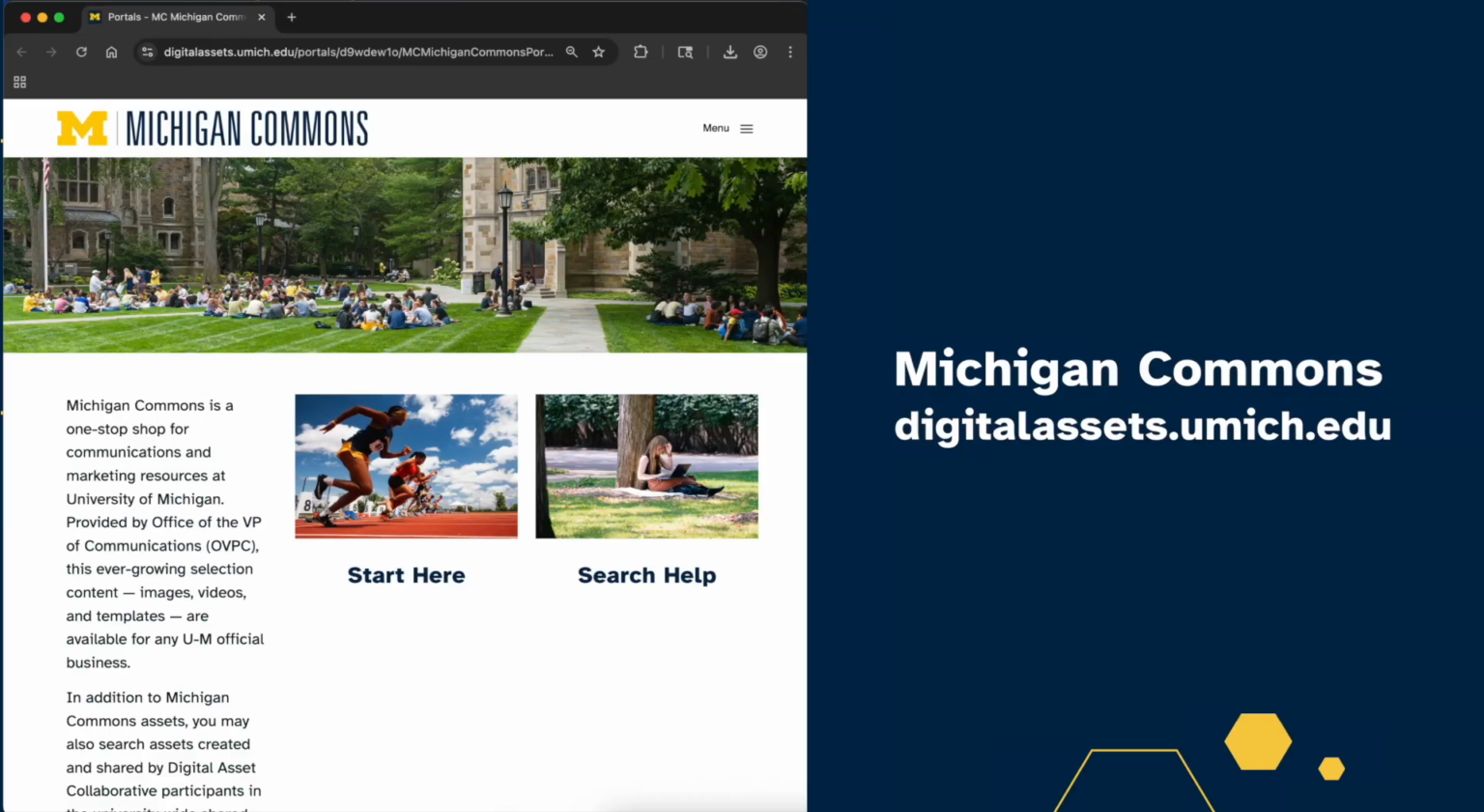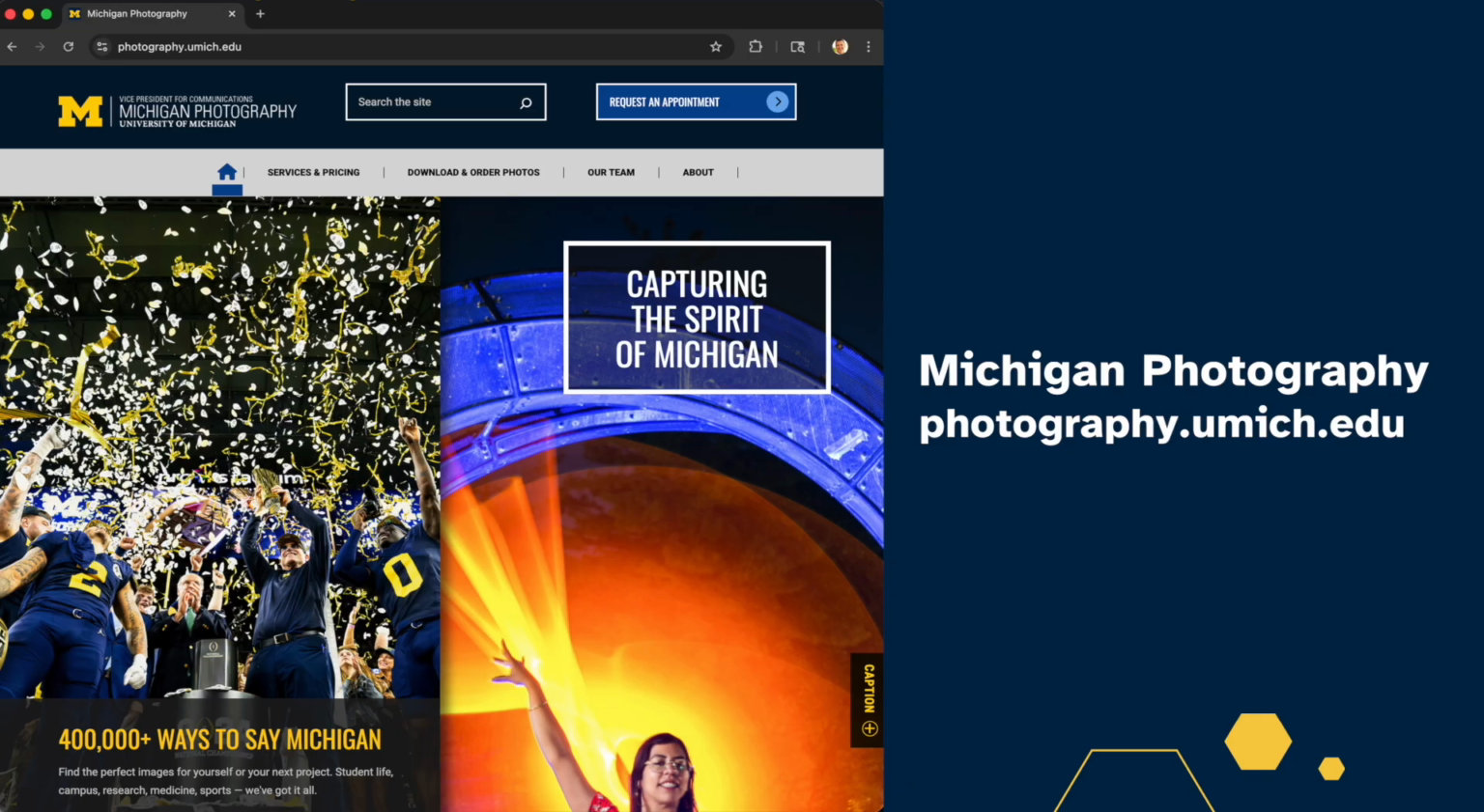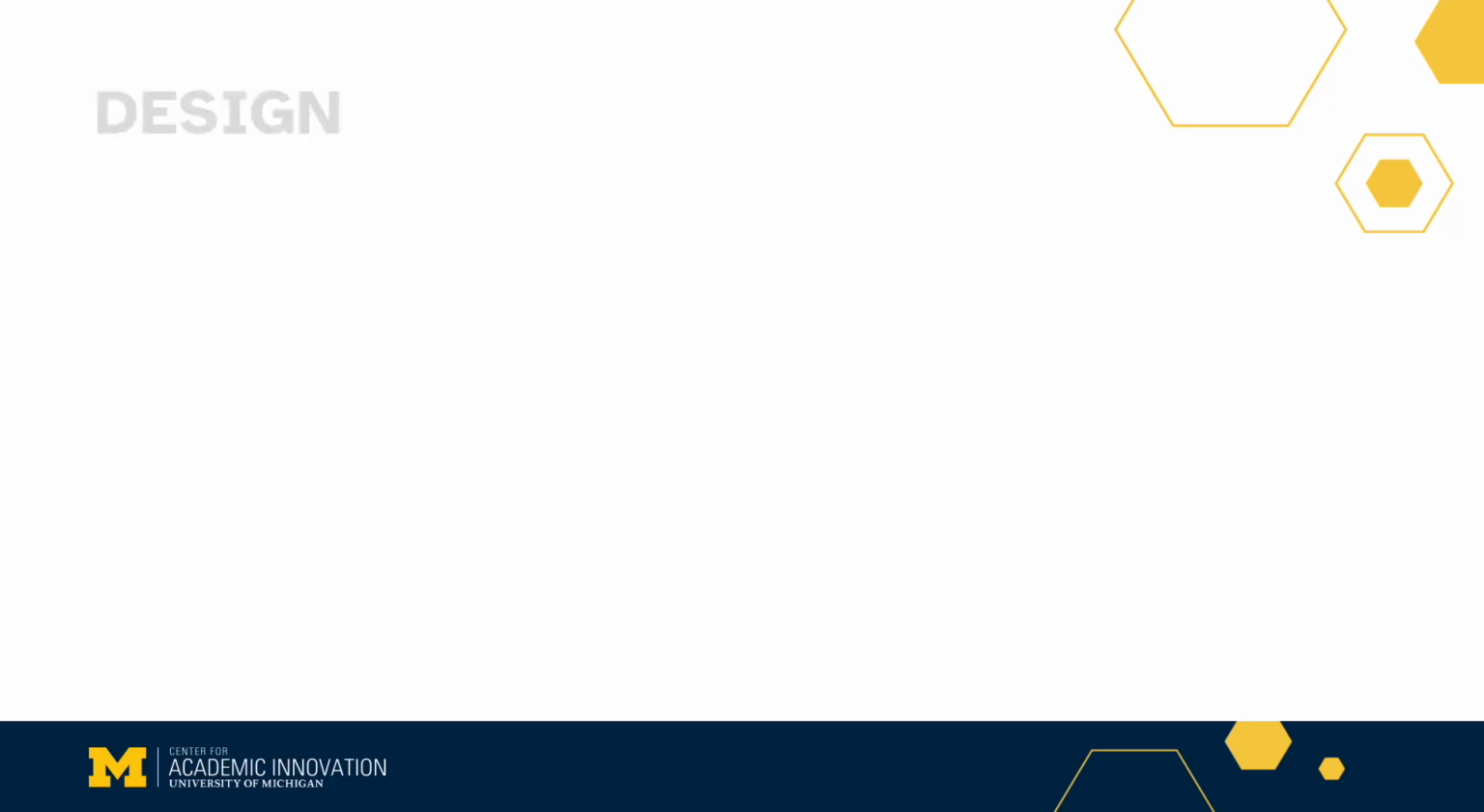While they're convenient and easy to use, they convey a generic and impersonal subtext that lessens the power of your content. Free University of Michigan-specific photos are available from the Michigan Commons website. Michigan Photography also has a searchable database of free and pay-per-use images to help you get specific. Consider investing in a custom photo shoot with Michigan Photography to truly help capture the concepts you are presenting.